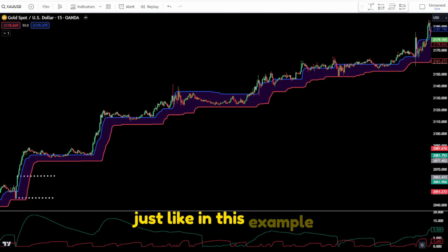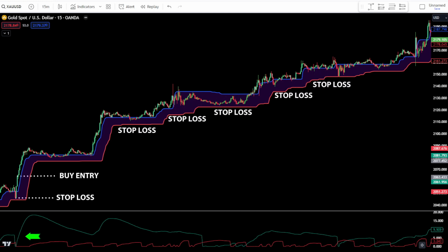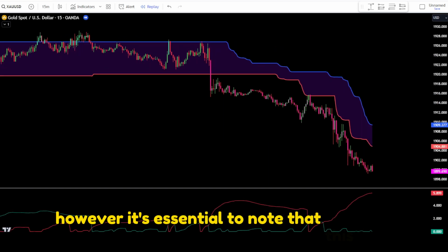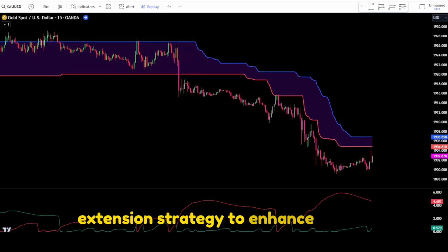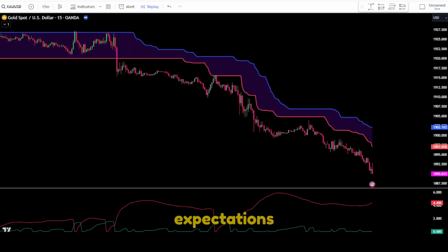Just like in this example, this is a buy position. When the buy order is placed, and the distance between the bullish component and bearish component widens significantly, we can then place a trailing stop loss following the low trend tracker line. This position will last until the price candlestick touches the low trend tracker line, at which point the entry will automatically close. However, it's essential to note that this is an extension strategy to enhance profits, and the results may not necessarily align with your expectations.